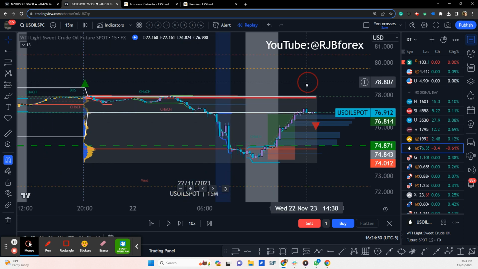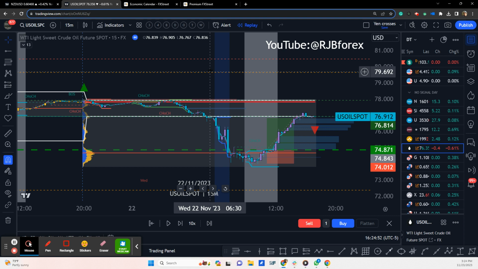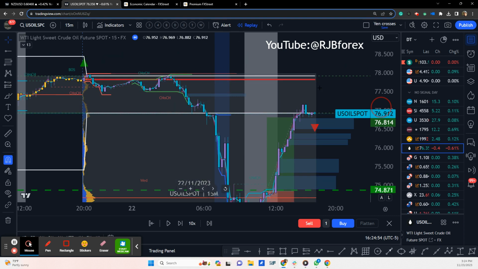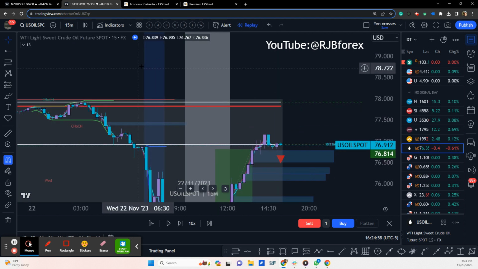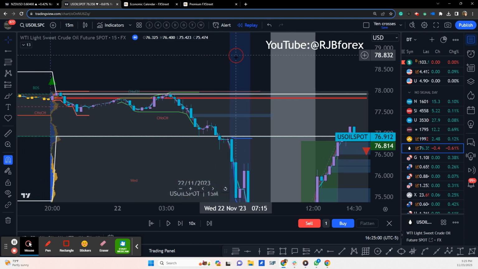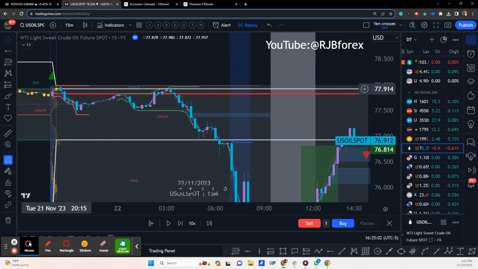Same thing for America. Okay, I'm looking at levels. When I come into New York trade, I'm looking at the levels of Asia high. So I'm going to draw that on the chart.